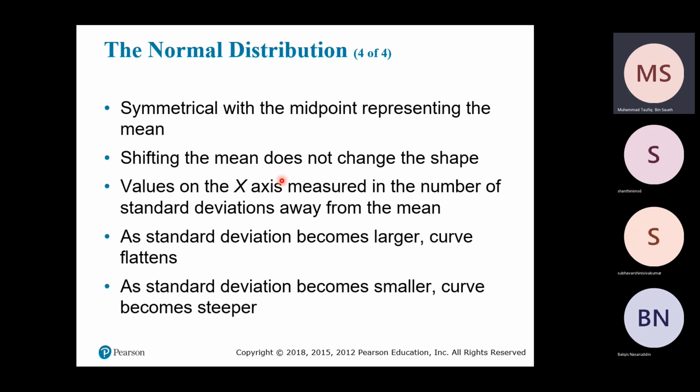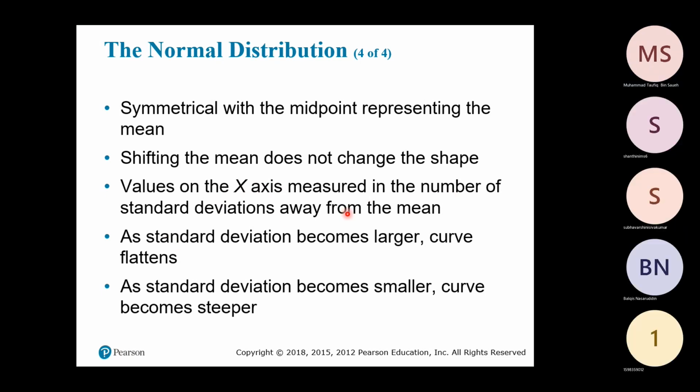Okay, and then shifting the mean does not change the shape. Like we already see, when the mean value of the normal distribution changes, the distribution shape of the normal distribution is maintained. You are just shifting the position of the distribution. Value on the x-axis is measured in the number of standard deviations away from the mean. The shape of the distribution is determined by the standard deviation value.